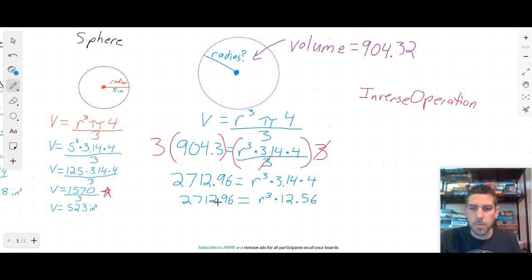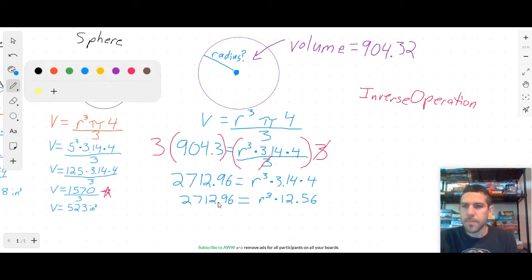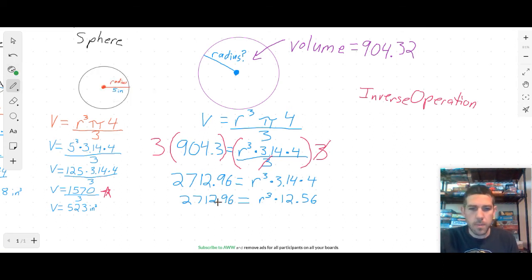Well, what's the inverse operation of multiplying? It's dividing. So in order to get rid of this step, we're going to divide both sides by 12.56. Let's divide everything by 12.56. Remember, divide both sides by that inverse operation. Okay?